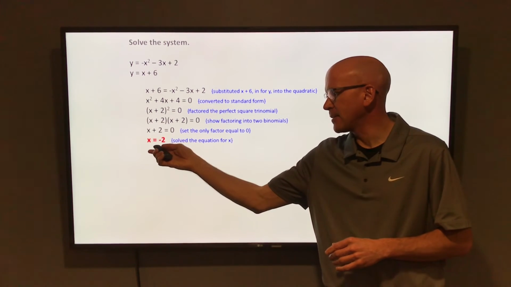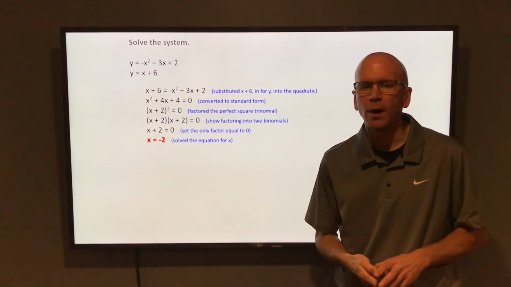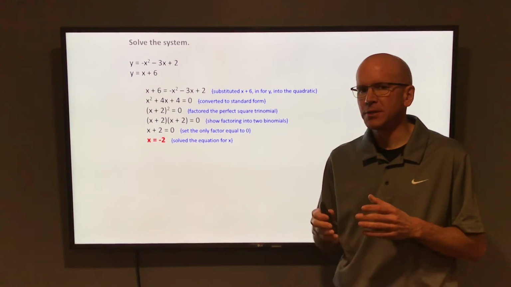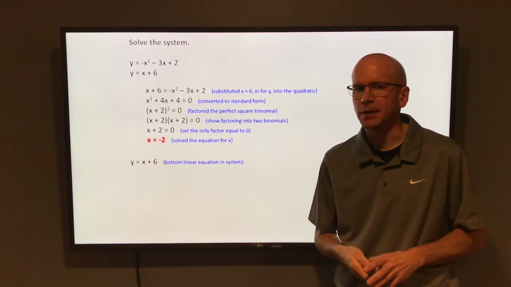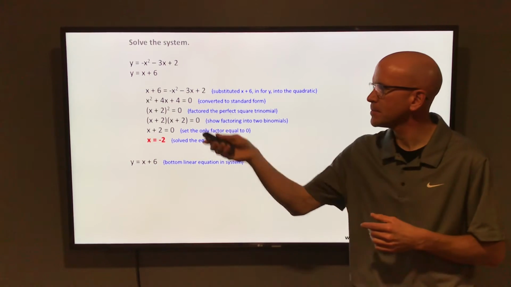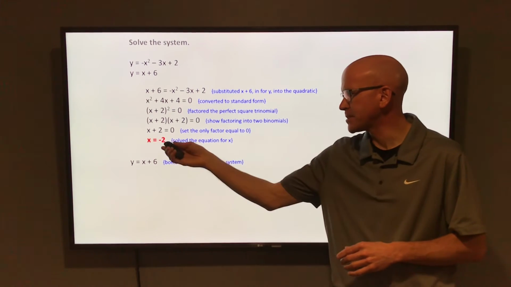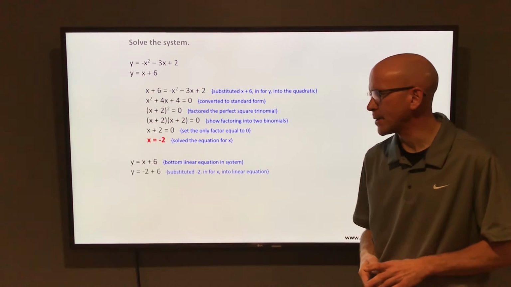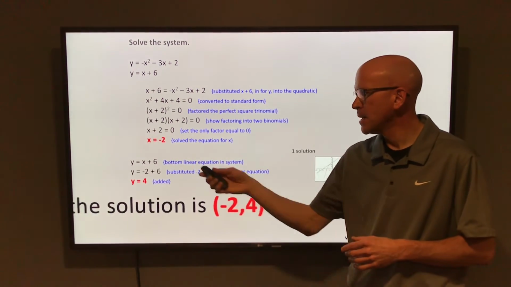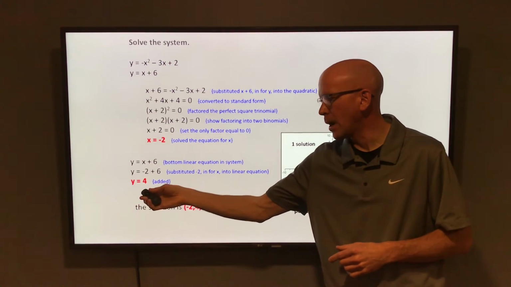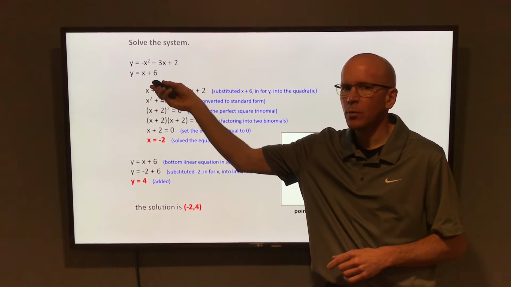So if x equals negative 2, we want to substitute that back into one of these two equations to solve for y. You want to pick the equation that looks the safest, easiest to work with. So go with the equation y equals x plus 6. If you want to live life on the edge, go with the equation y equals negative x squared minus 3x plus 2. We're going to substitute negative 2 in for x. So y equals negative 2 plus 6, and that is y equals 4. So when x is negative 2, y is 4.